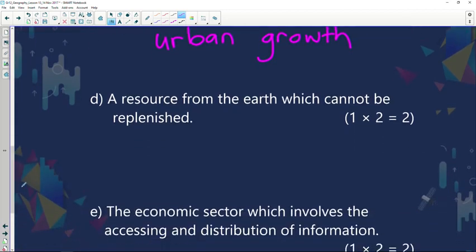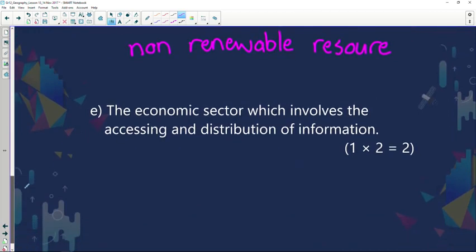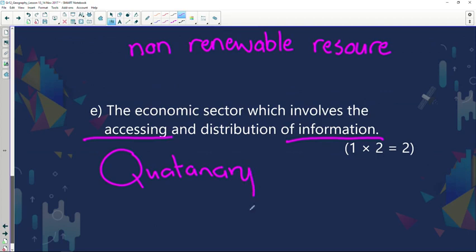A resource from the earth which cannot be replenished, that is a non-renewable resource, such as gold, platinum, or coal. The economic sector which involves distribution of information and accessing of information is known as the quaternary sector. For instance, IT, Google, etc.